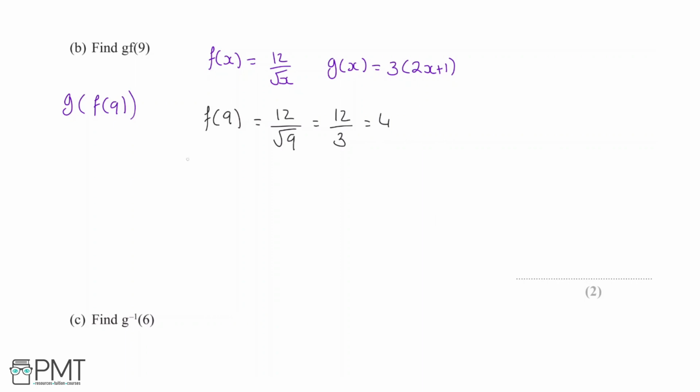Now, g of f of 9 is the same as g of 4. And g of 4, if we plug it in, means we have 3 times (2 times 4 plus 1), which equals, 2 times 4 is 8, plus 1 is 9. 9 times 3 is 27. So we get a final answer of 27. Okay? So this part is worth 2 marks. The first mark comes from finding f of 9, as we have done here. And your second mark comes from getting the final answer of 27.